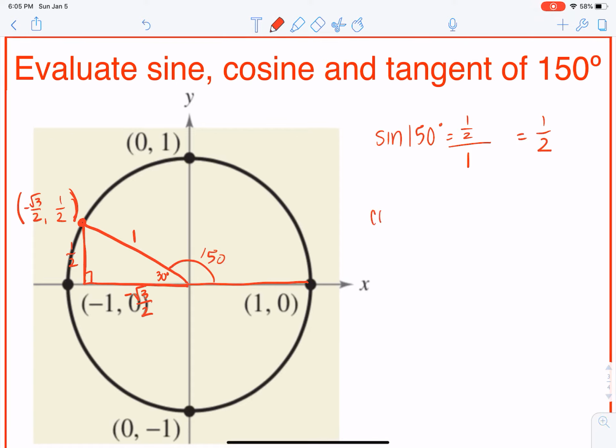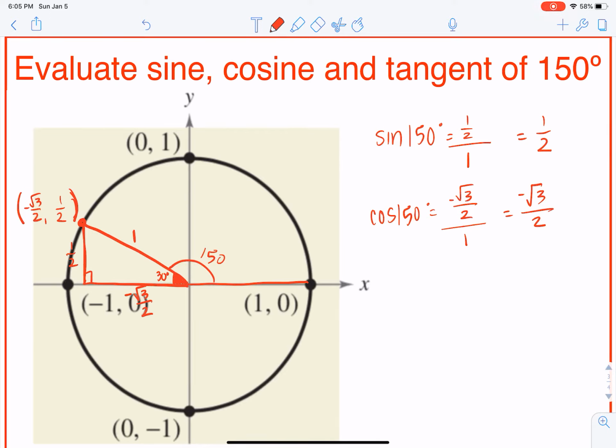And cosine of 150 degrees, again, I'm looking at this triangle here where this chunk right here is what helps me create my right triangle. So cosine of 30 degrees is going to be negative square root of 3 over 2 all over my hypotenuse of 1, which simplifies to negative square root of 3 over 2.